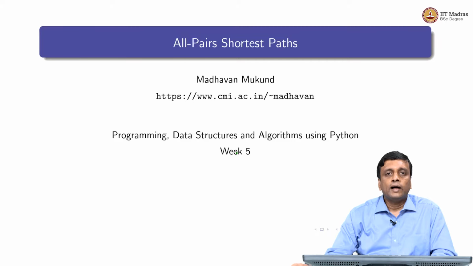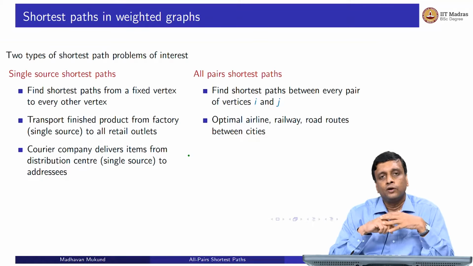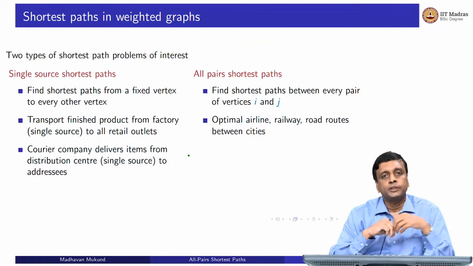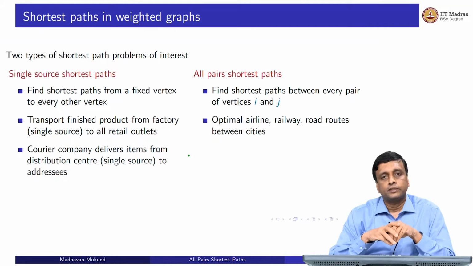We have seen two algorithms concerning single source shortest paths, where we fix the starting point and we look at all the paths which are from that point to every other vertex. We said the other class of shortest path problems are all pairs, right. So, in the single source shortest path, you can imagine that you have a warehouse or a factory from which you are shipping things, and you want to find the shortest way to reach every destination from that fixed place.